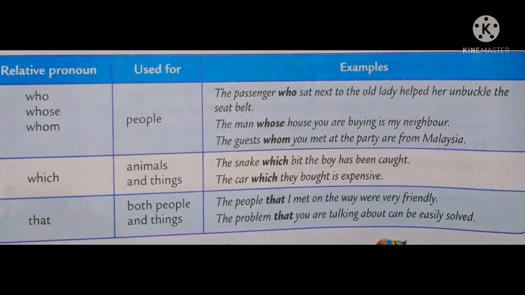The relative pronouns who, whose and whom are used for people. Examples, the passenger who sat next to the old lady helped her unbuckle the seat belt. The man whose house you are buying is my neighbor. The guests whom you met at the party are from Malaysia.